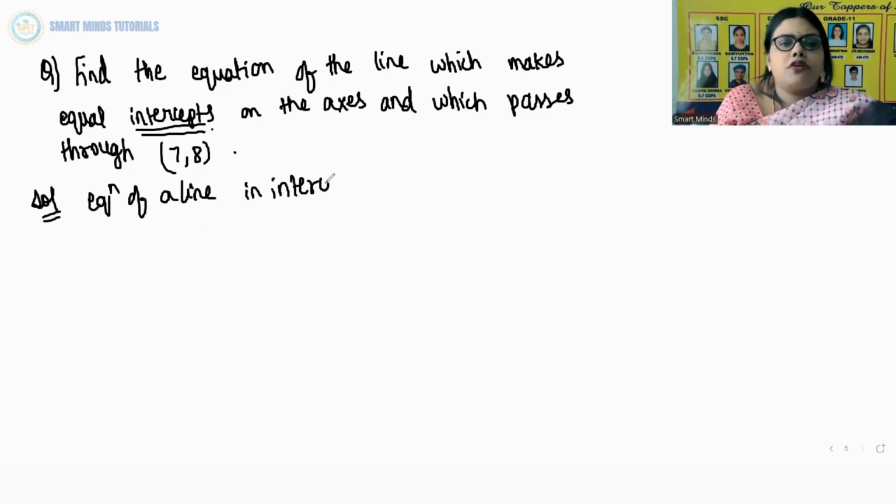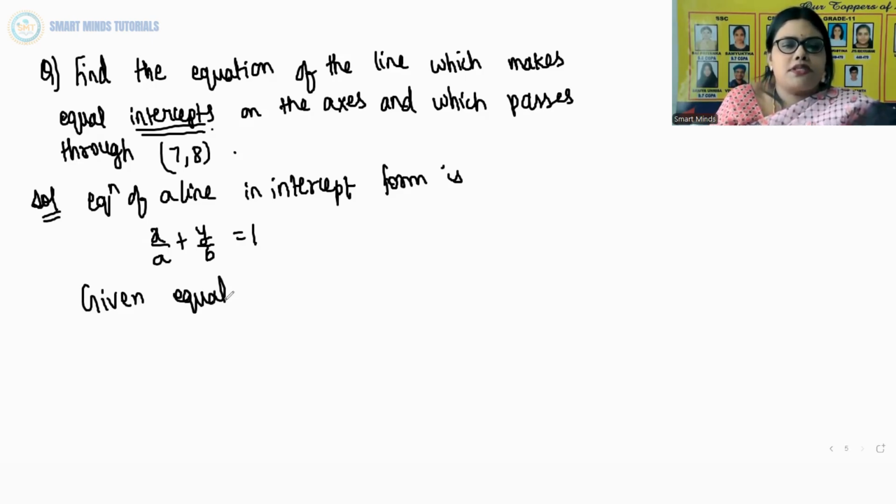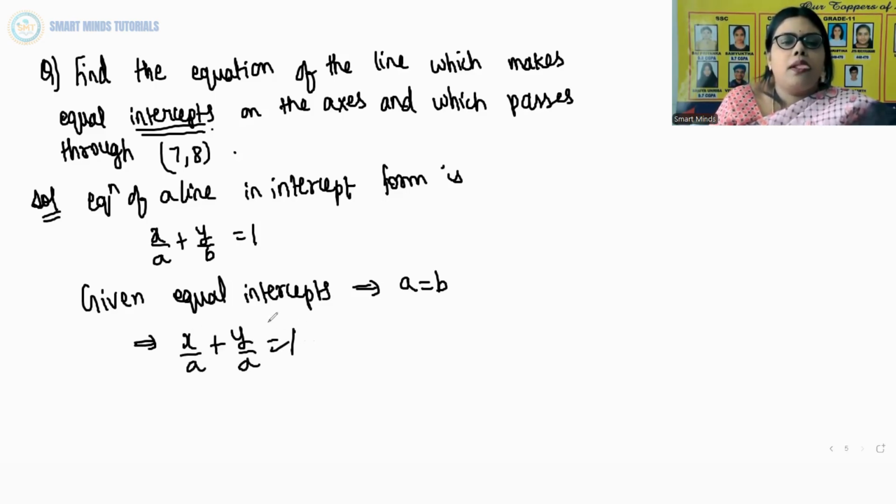So what is the equation of a line in intercept form? It is x by a plus y by b is equal to 1. But what is given to us? Given equal intercepts. What do you mean by this? That means a and b both are equal. So can I put b as a? So how am I writing the intercept form? You see, x by a plus y by a is 1. In the place of b, I am substituting a.